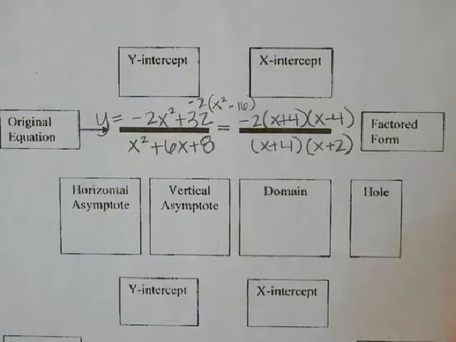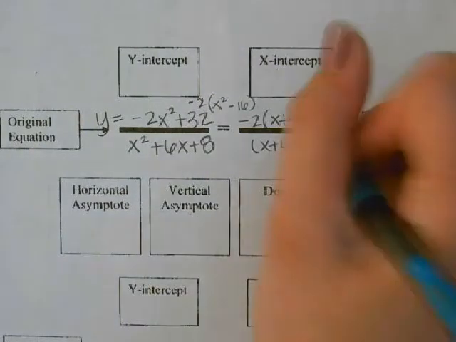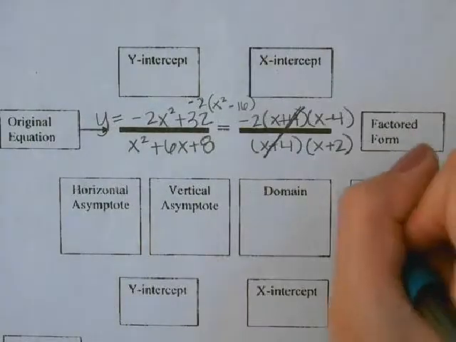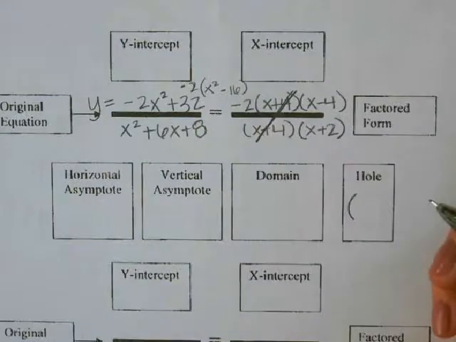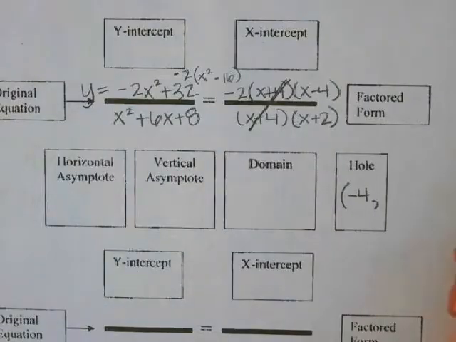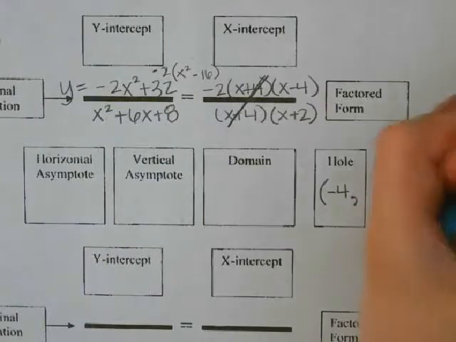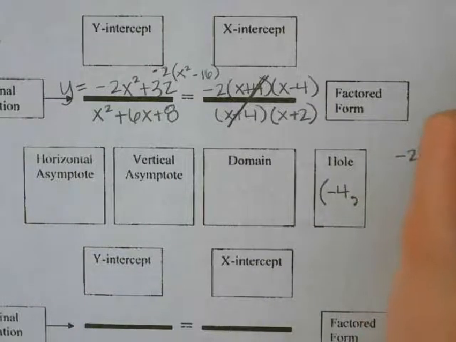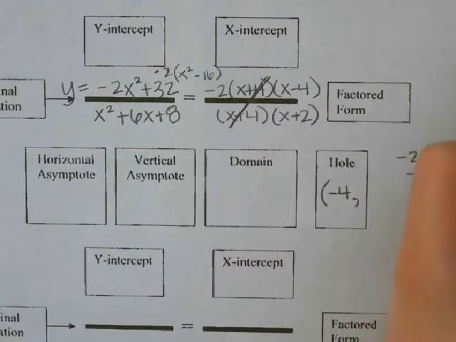So the x plus 4 cancels out. That's your hole. That means we have a hole. What is the x coordinate of the hole? Negative 4. So the leftovers would be negative 2 times x minus 4 over x plus 2.